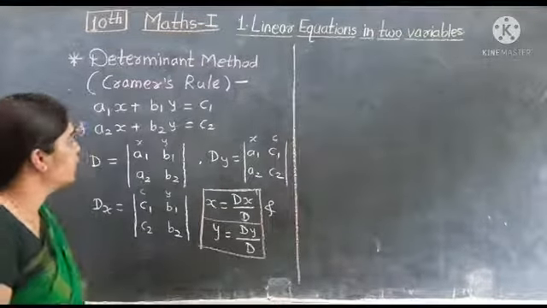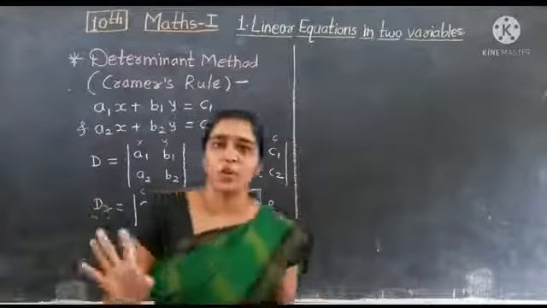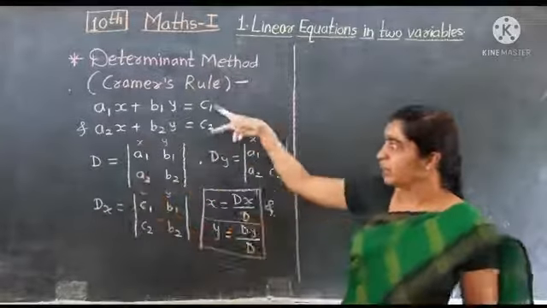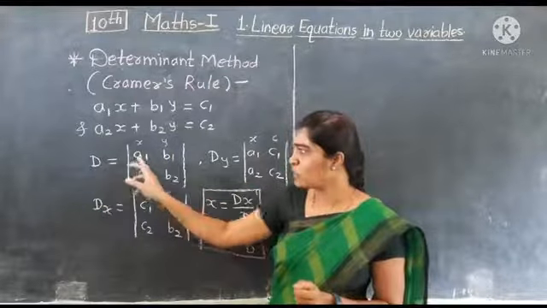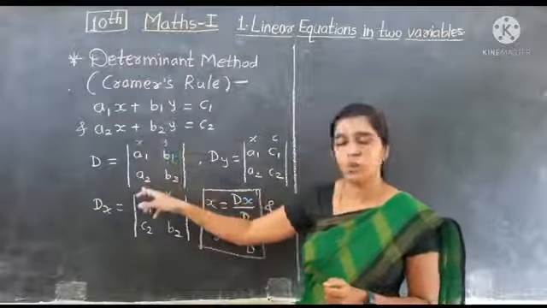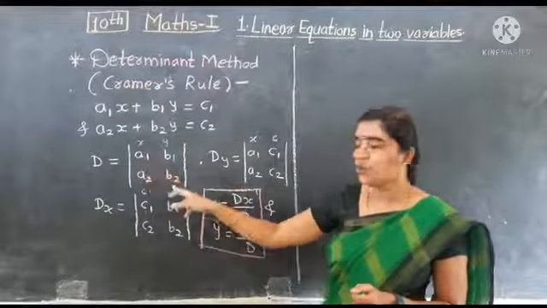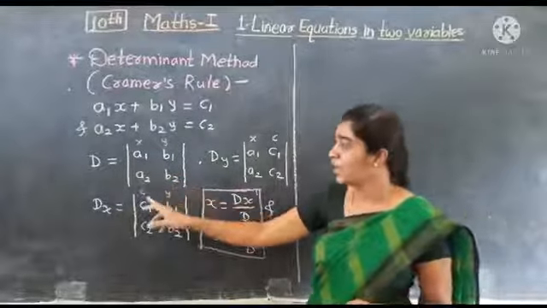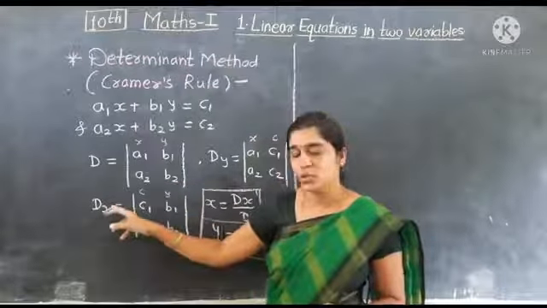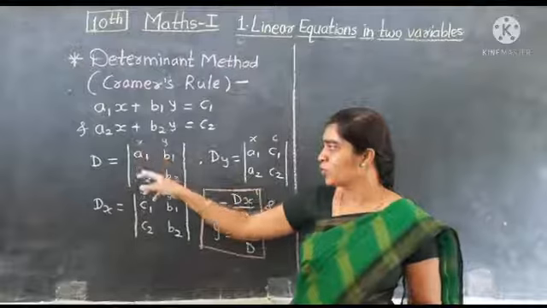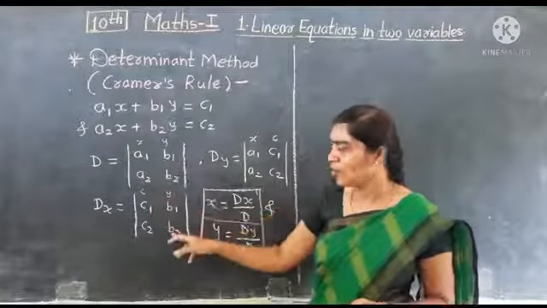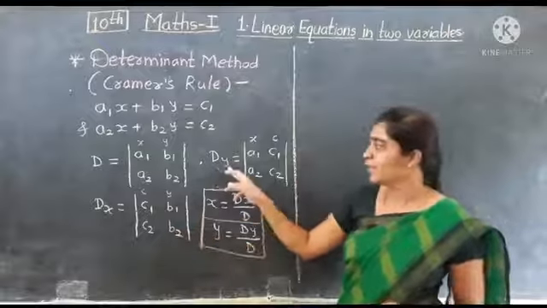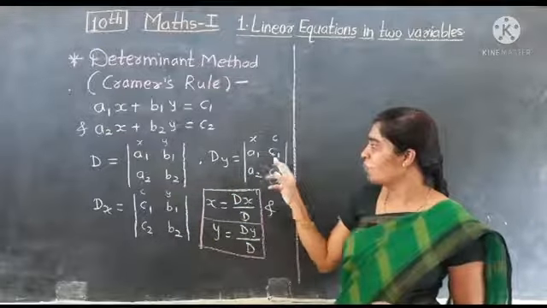Okay, understand? So remember, for Cramer's rule, there are given simultaneous equations. You write D with the first column as the coefficient of x and the second column as the coefficient of y. Then for the determinant Dx, you replace the coefficient of x column by the constants and keep the coefficient of y as it is. While writing Dy, you replace y.